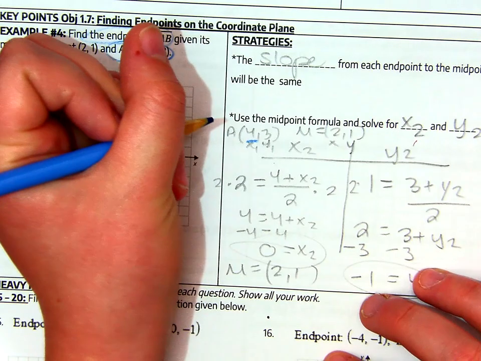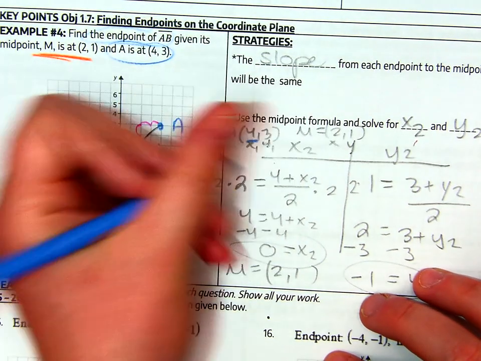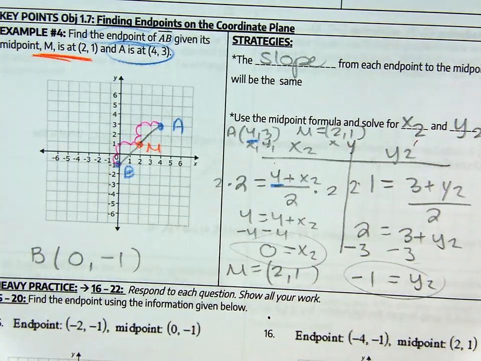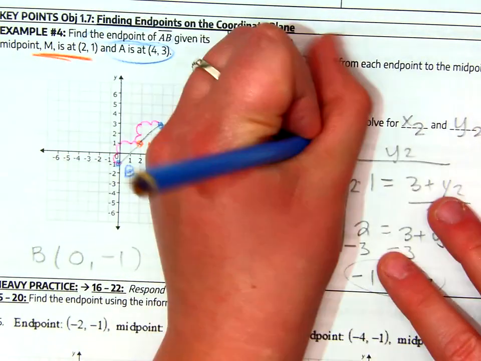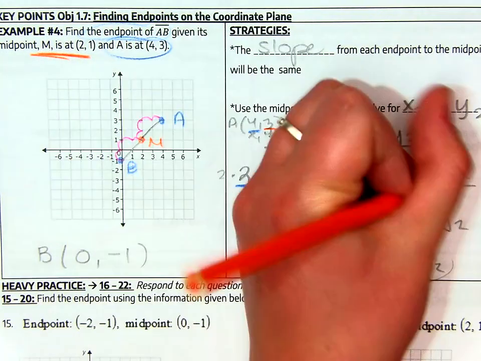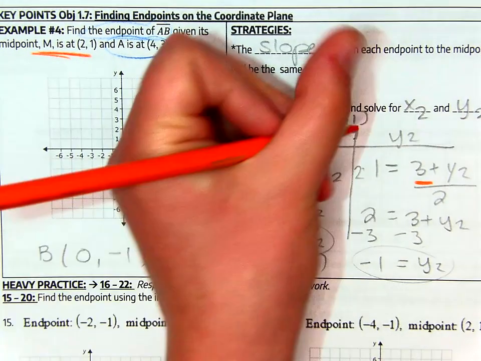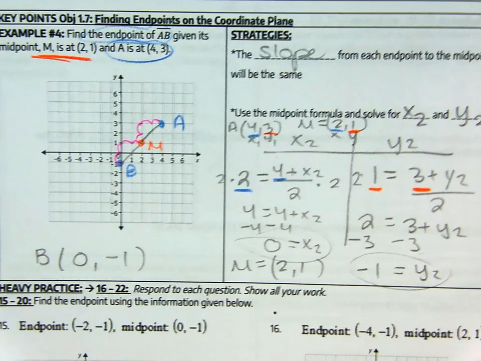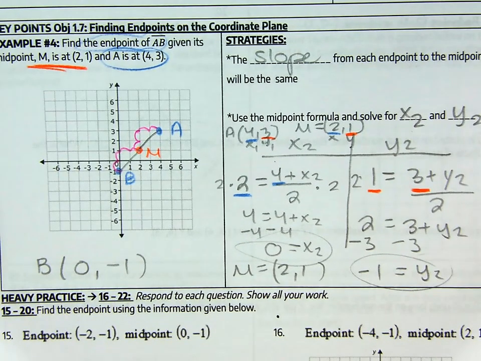So x1 was here, right? And then the x value for the midpoint went there. And then y1 was here, and then the y value for the midpoint was there. You're going to see how I'm plugging stuff into the formula. Okay? And that's it. Hope that made sense.